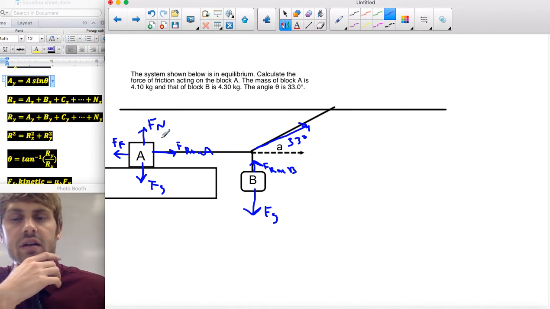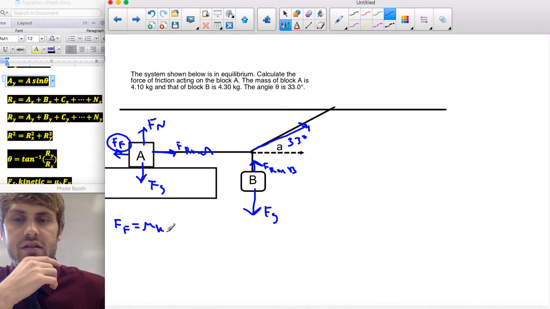Now, the reason we need to solve for our normal force is because they're asking for our force of friction. So just like in the last problem, we know force of friction is equal to the coefficient of friction times our force of normal.